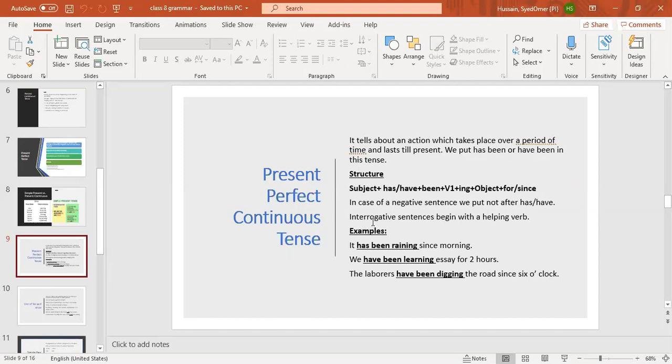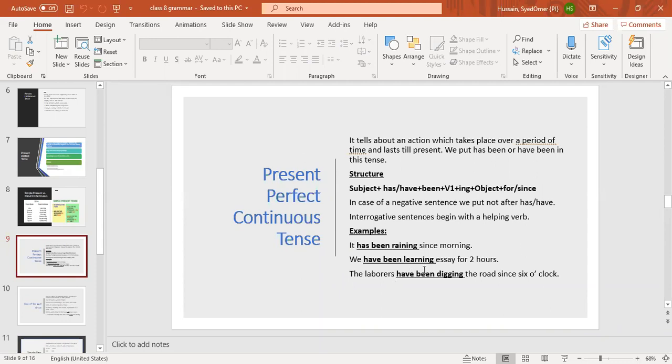Right now, just understand that present perfect continuous is different from present continuous, because present continuous does not involve a period of time or a point of time. But present perfect continuous involves a point of time as well as a period of time. It has been raining since morning. It is raining, one sentence. We don't know since when, for how long. It has been raining since morning. We have mentioned a time period, since morning. So we know that it has been raining since morning.